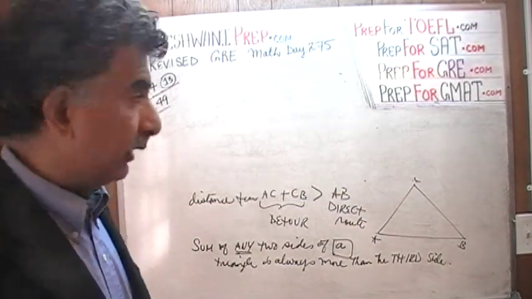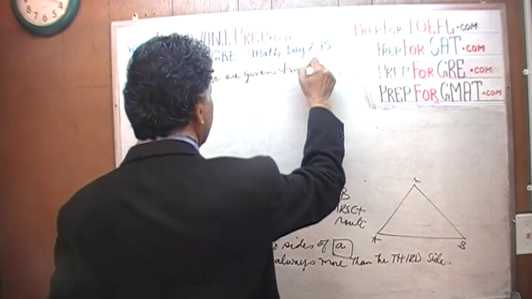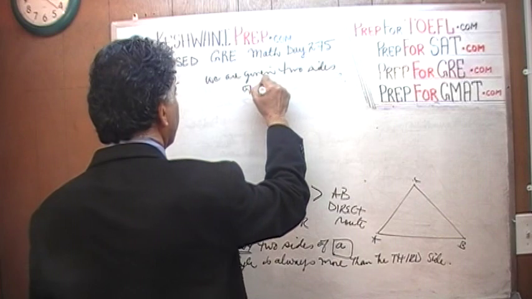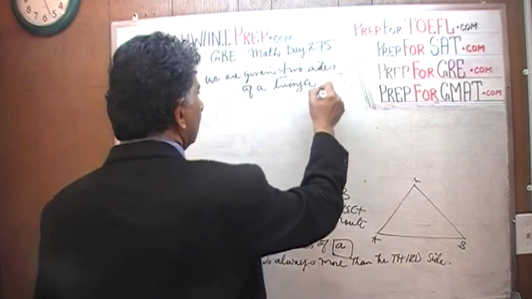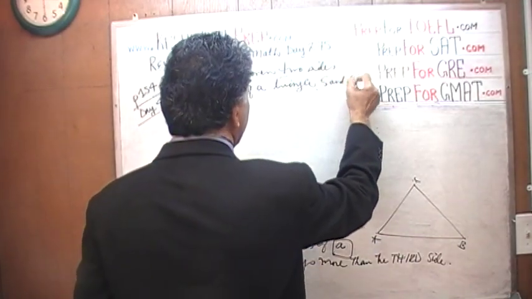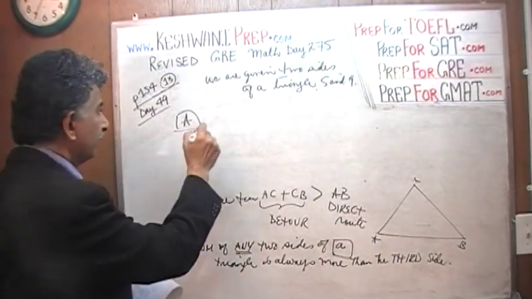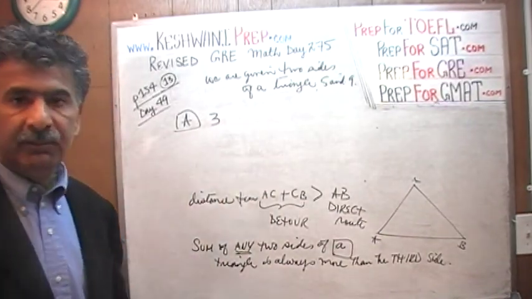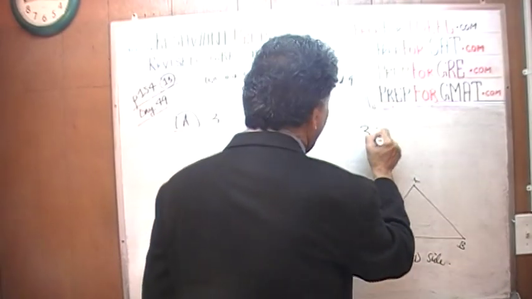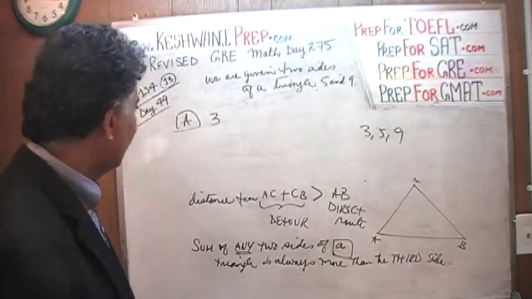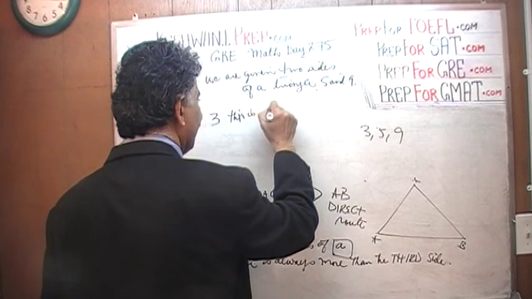We are given two sides of a triangle, 5 and 9. The question is, could the third side be 3? Could the third side be 3? Is it possible to have a triangle where we have three sides, 3, 5 and 9? To which the answer is no, this is not possible. This is an impossibility.